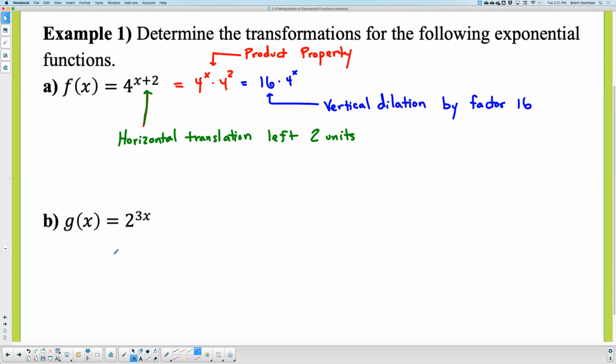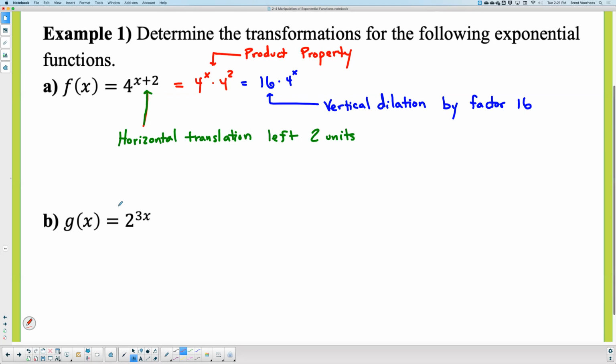g of x equals 2 to the power of 3x. What can you tell me is happening in my power right now? Multiplication. I want you to go through and look at the property that has multiplication inside the power. Find the property that has a power that's multiplying. Power property. Very good. It's the power property. We'll come back and label transformations in a second.